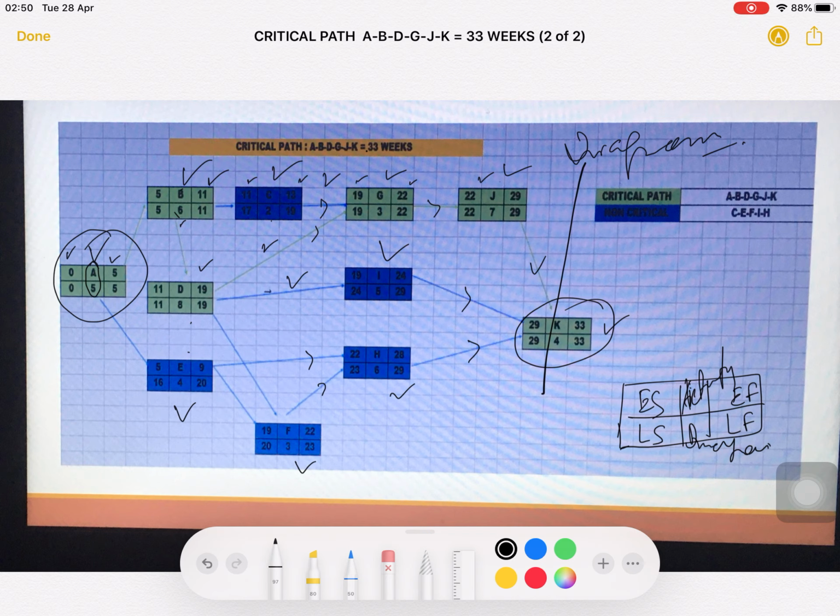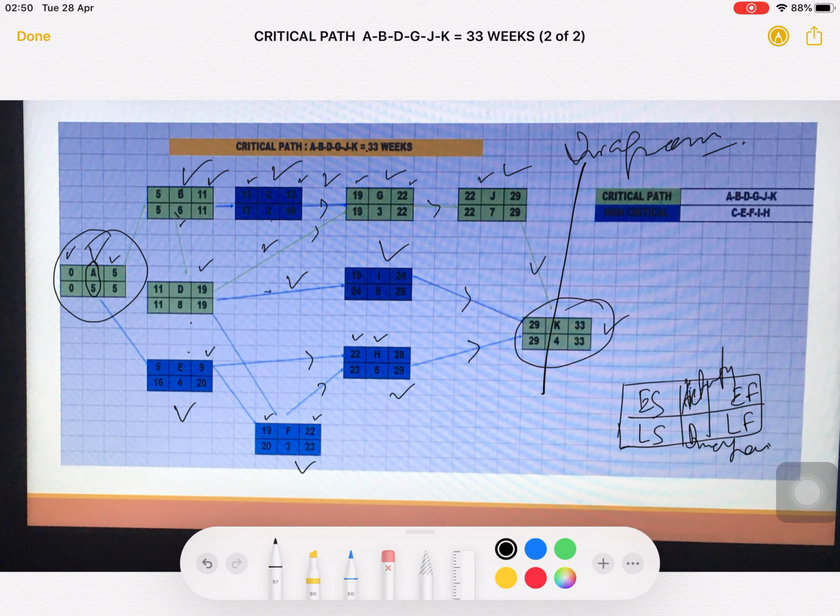29. Okay, and then K, same here. You have to focus on those activities where a double node, a double arrow, is coming. So, you have to consider, like for F, E is coming in, E is taking 9 weeks and D is taking 19 weeks. So, we will take the maximum one for F. So, earlier start is 19 and earlier finish is 22. Same for H: E is 9 and F is 22. So, we are taking 22.